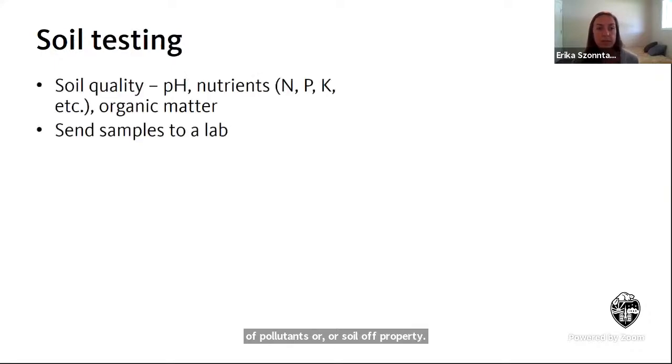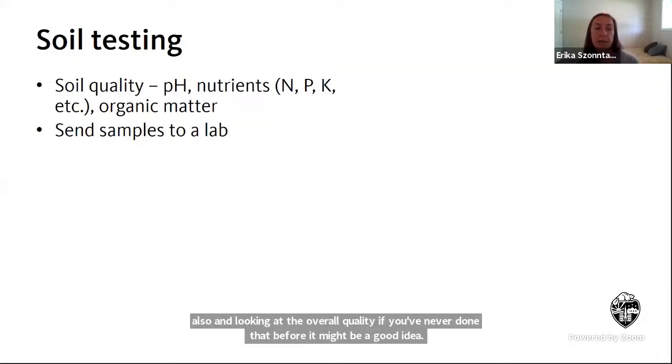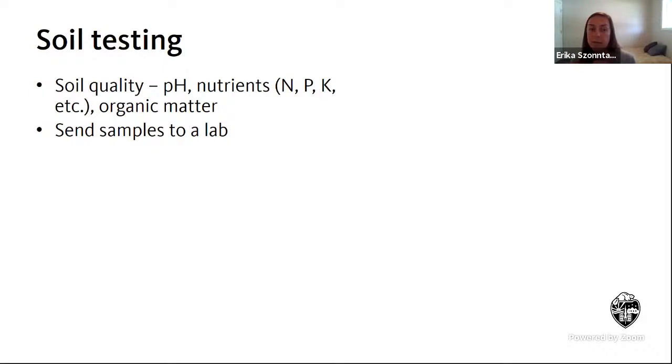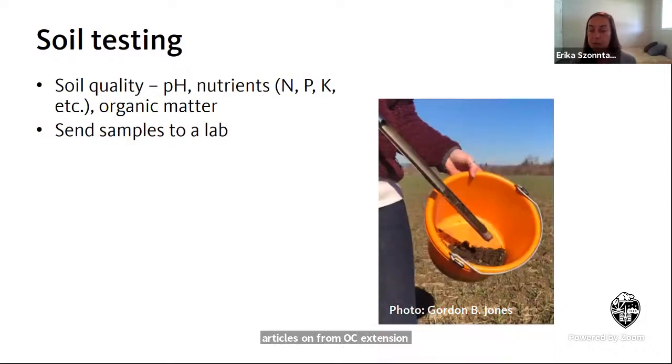And so you may want to go as far as getting your soil tested also and looking at the overall quality. If you've never done that before, it might be a good idea to send some samples off to the lab. And in the resources section of this talk, I've included some articles from OSU Extension on how to collect soil samples from your yard or garden, some labs that you can use in Oregon, so where to send your materials depending on where you live and what you're looking to have tested. And then also how to interpret your results.